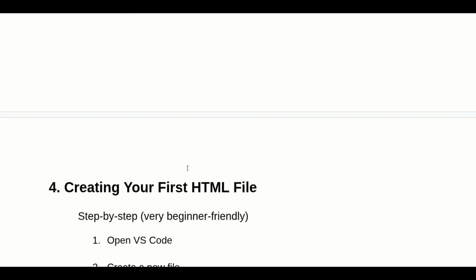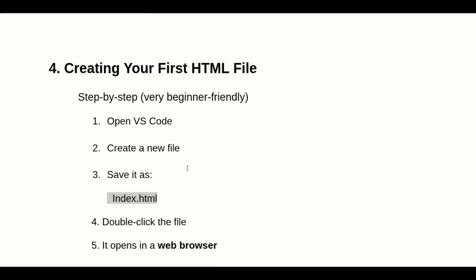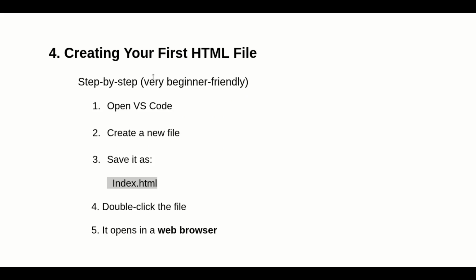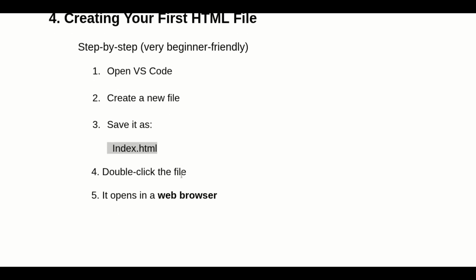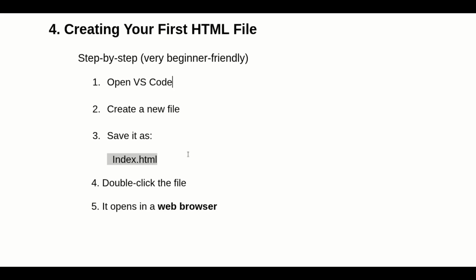So how do we create our first HTML file? We're going to take this step by step, and it's going to be really beginner friendly. The first thing we will do is open VS Code. Next, I'm going to create a new file and save it as index.html, and then I'll double click the file and it will open in the browser. So let us head over to VS Code and start with the setup.